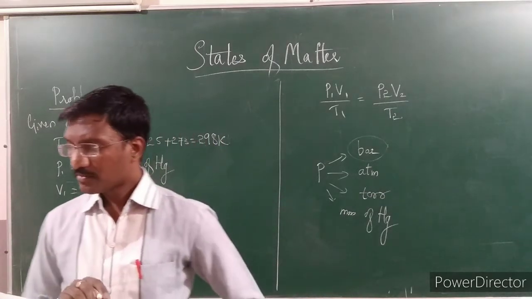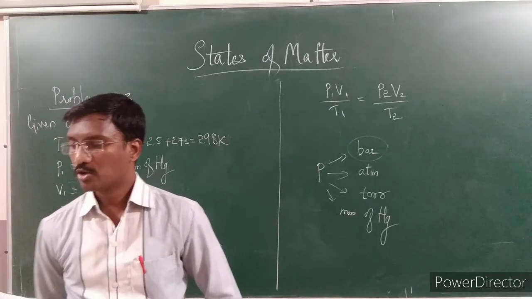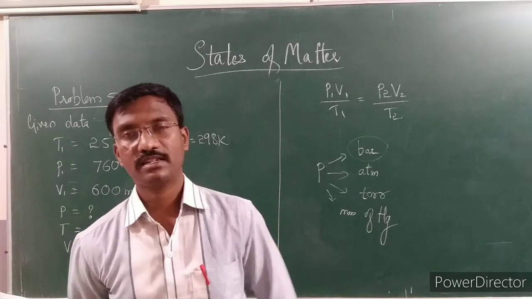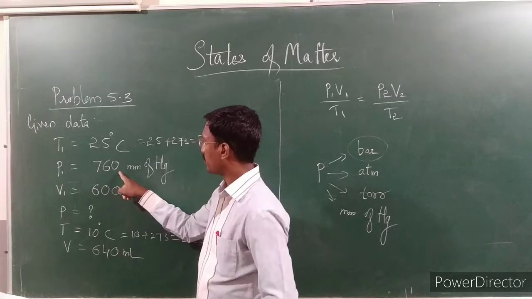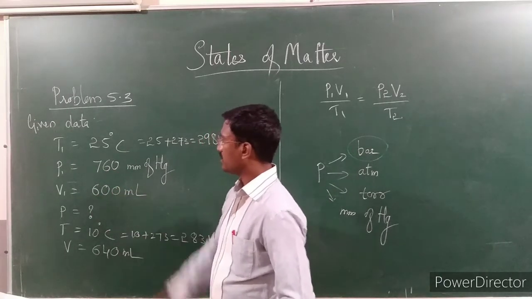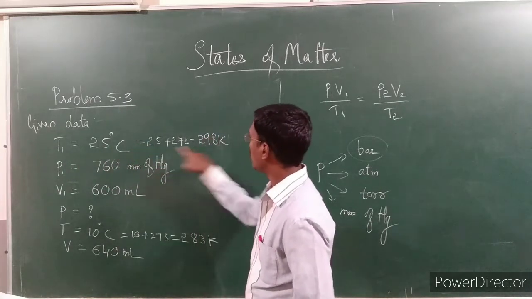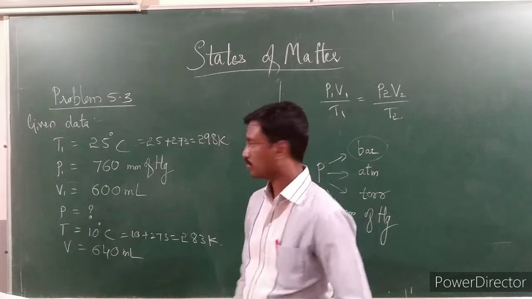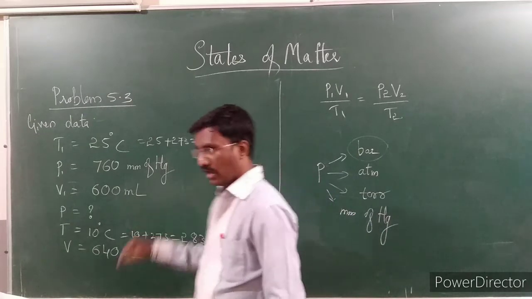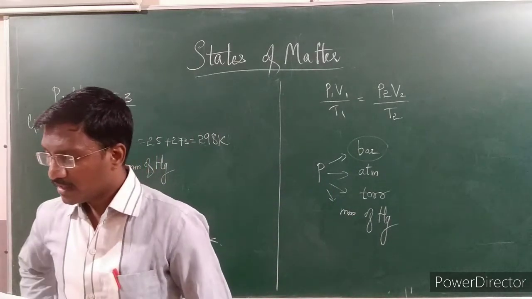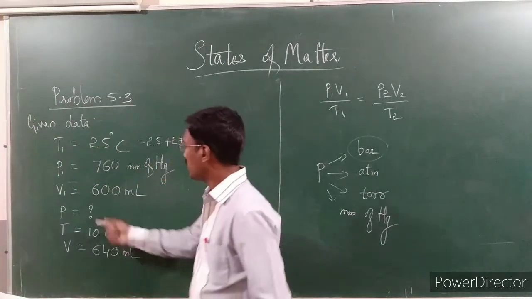Here also, at 25 degrees and 760 mm of Hg pressure, the gas occupies 600 milliliter of volume. So at temperature T1 of 25, pressure P1 of 760, they have given volume V1 as 600 milliliter. I have converted the temperature 25 degrees Celsius into Kelvin by adding 273, so we get 298 Kelvin. The problem continues: they are asking for the pressure, that's why I have written P2.